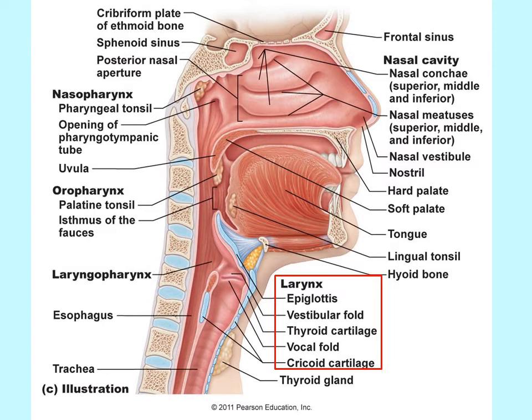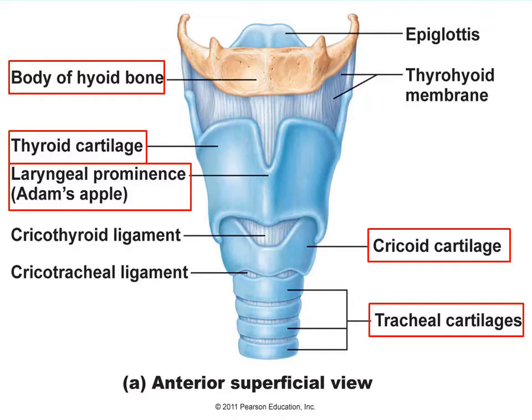The larynx is below the pharynx. You can see here in the red box where it includes the epiglottis. You've got the vestibular folds, the vocal folds, etc., to form what is commonly referred to as your voice box.